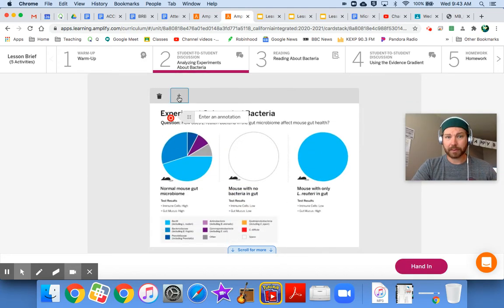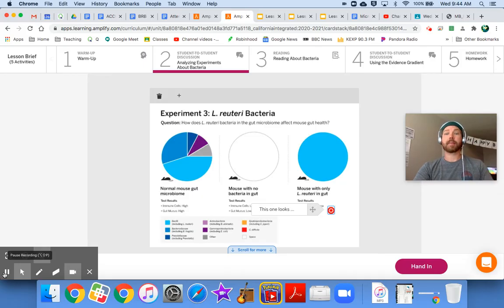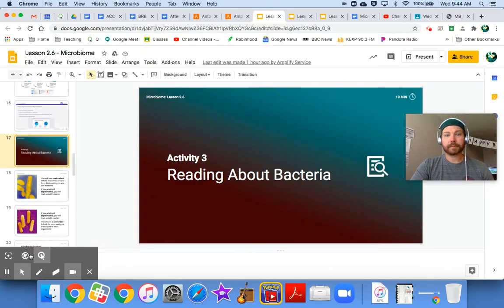Add some annotations. Remember, we click that button up there, and we can move our annotation all around. Like, hey, I noticed that this one looks tasty. Good. Okay. Once you finish annotating whichever experiment that you want, make sure you click hand in, and then come back to me, and we'll go to the next thing.